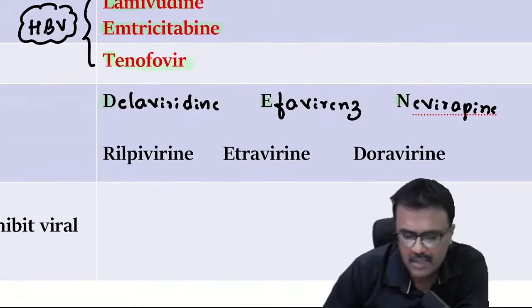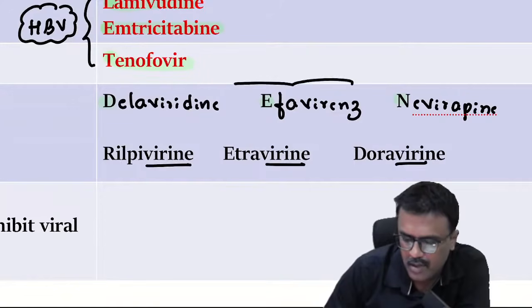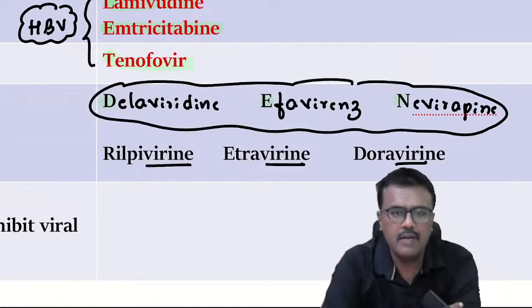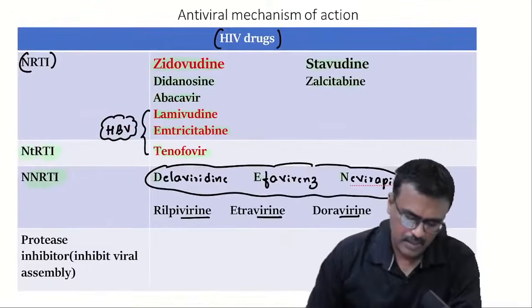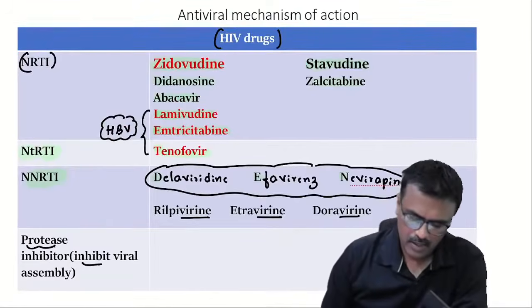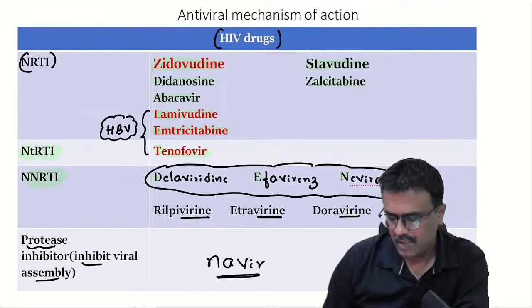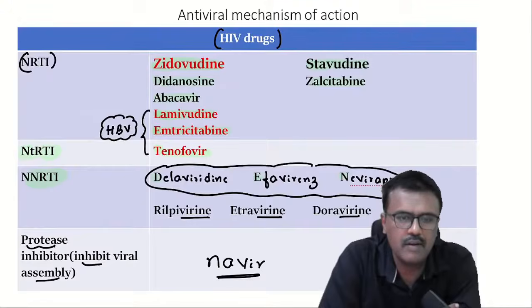The second generation NNRTIs end with -virine: rilpivirine, etravirine, doravirine. At least remember these three drugs. Then delavirdine, efavirenz, nevirapine. Then the protease inhibitors, they inhibit viral assembly, and they end with -navir. For example, ritonavir, lopinavir, amprenavir, tipranavir, indinavir. So they are all protease inhibitors used for HIV.